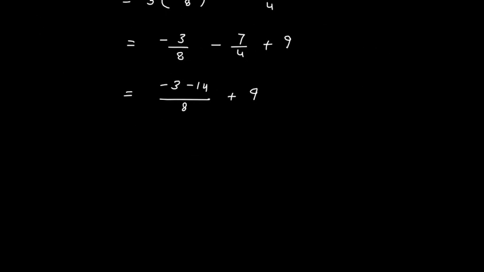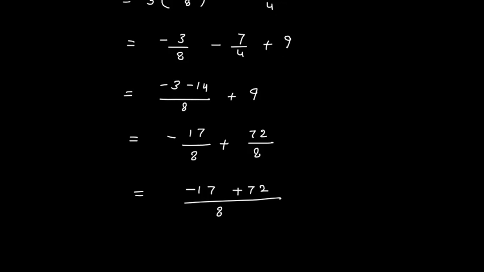So this is equal to minus 14 and 3, it is minus 17 divided by 8 plus, we can write this as 72 divided by 8. So this is minus 17 plus 72, whole divided by 8, which is equal to 12 minus 7, 5, 6 minus 1, 5. So 55 divided by 8.